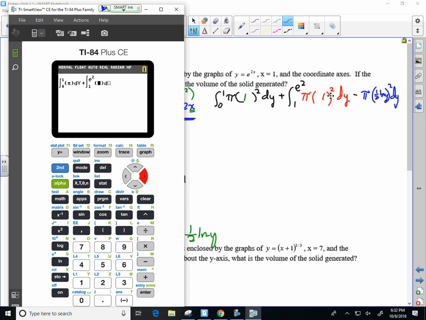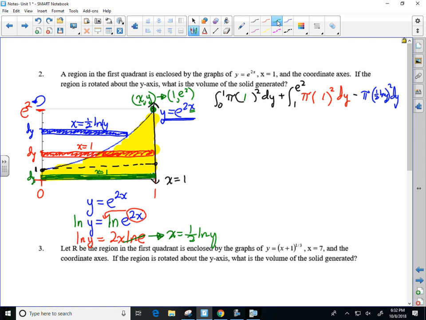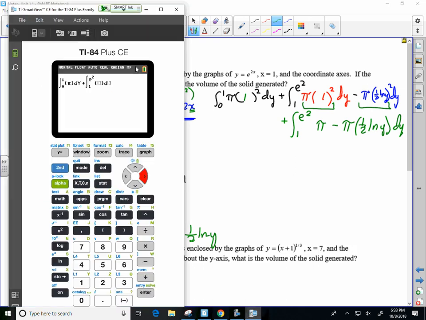Pi 1 squared dy. Now, we can do all this in one shot, though. So instead of coming up with the function again, math 9, just type in these two guys. So we're going to think of this as pi minus pi times 1/2 ln y dy. So that's how I prefer to write it in. Type it in.